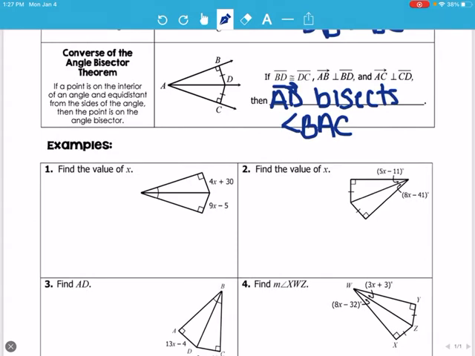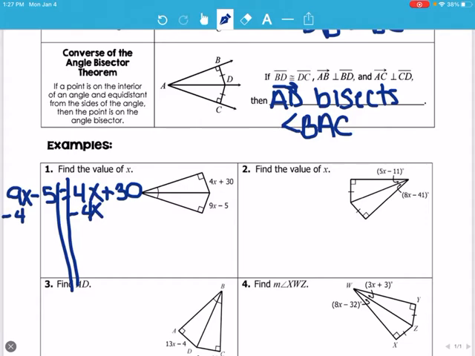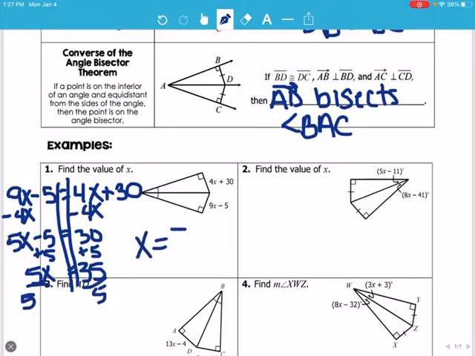Again, assuming that I already know this is an angle bisector, I would just then take the two sides, 9x minus 5 equals 4x plus 30. Subtract 4x. Right. 5x minus 5 is equal to 30. Add 5. 5x equals 35. And divide by 5. X equals 7.